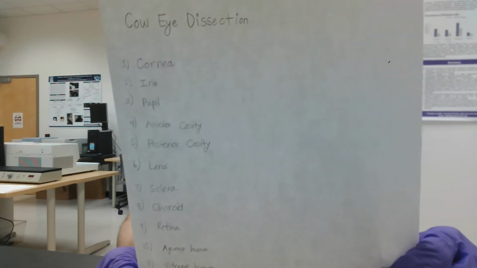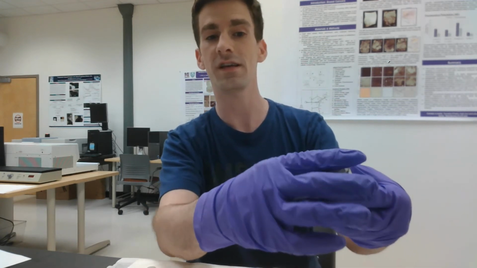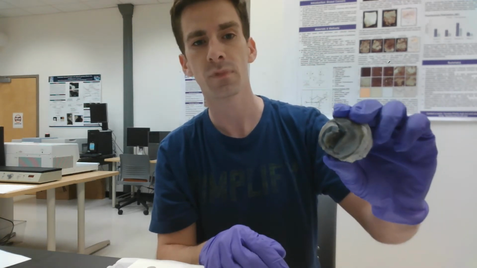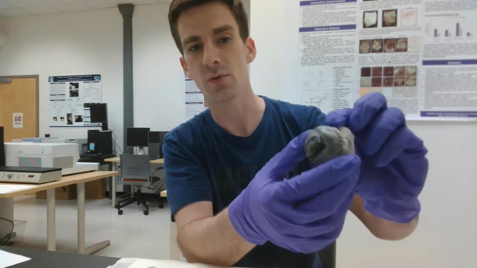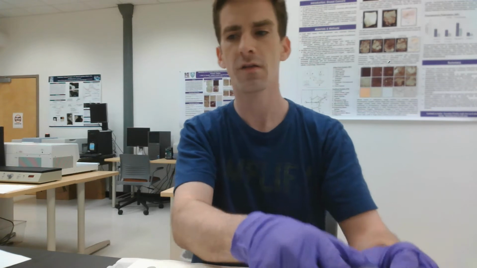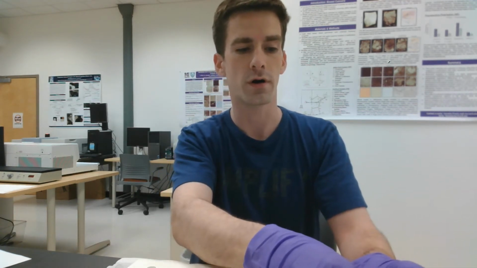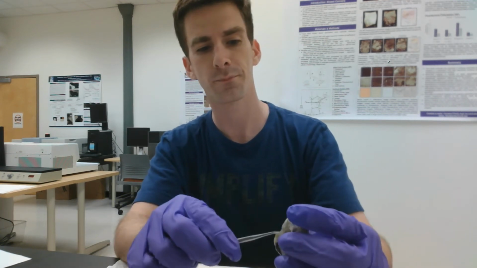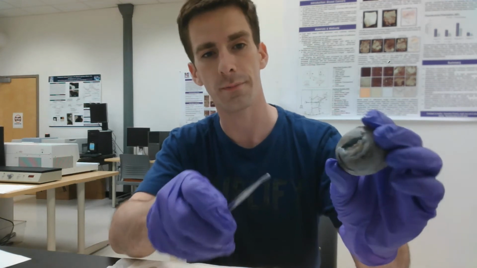Here are the notes that I'm going to be using for this video, and the topic for discussion is going to be the dissection of a cow eyeball, which you can see here. It's a whole cow eyeball where the adjacent fat and muscle tissue has been excised, leaving just the eyeball. So what I'm going to do is point out some of the more important anatomical structures of the eye. I'm going to start with the cornea.